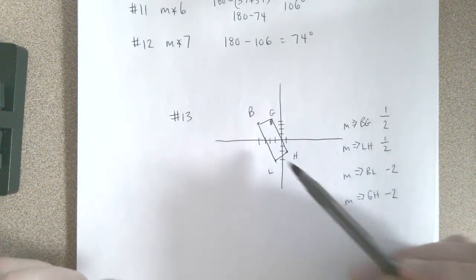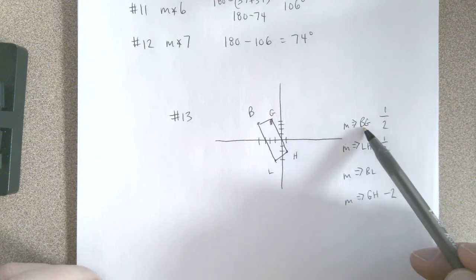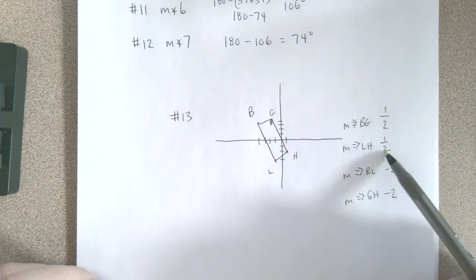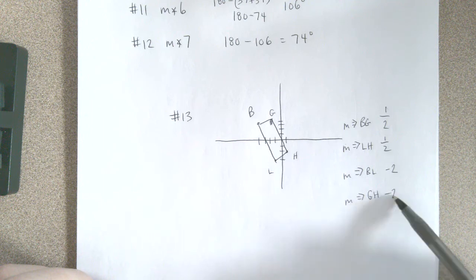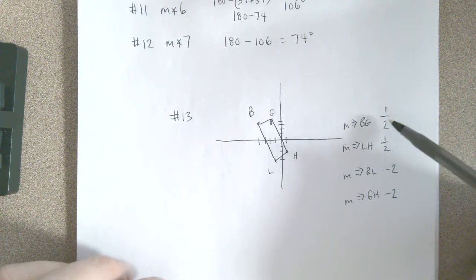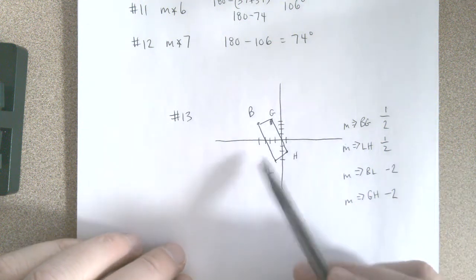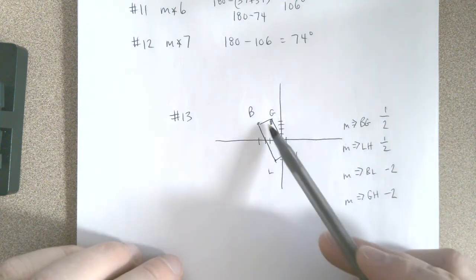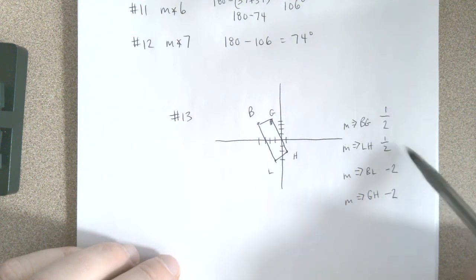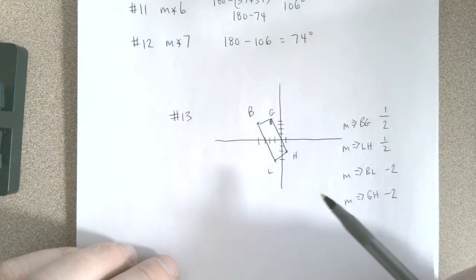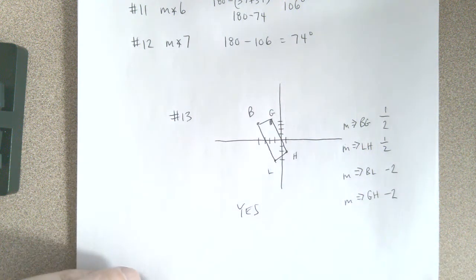So in 13, after you plot the points and you find the slopes of each side, BG is 1/2, LH is 1/2, BL is -2, and GH is -2. That tells you that this is a parallelogram. The reason it is a rectangle is because the consecutive sides have opposite reciprocal slopes, which tells you that those lines are perpendicular. So yes, this would be a rectangle.